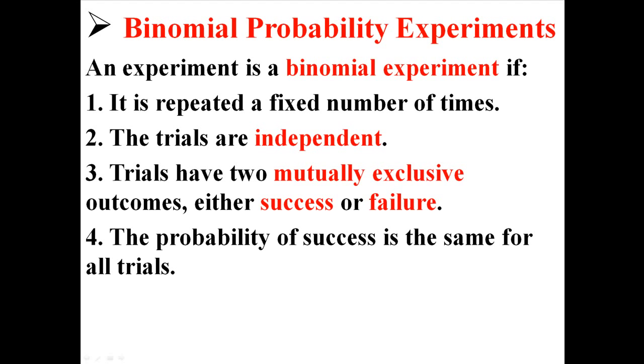It has to be repeated a fixed number of times, it has to have independent trials, the trials have to be two mutually exclusive outcomes with either success or failure, and the probability of success has to be the same for all trials. So back to calculating the mean and standard deviation of binomial random variables.